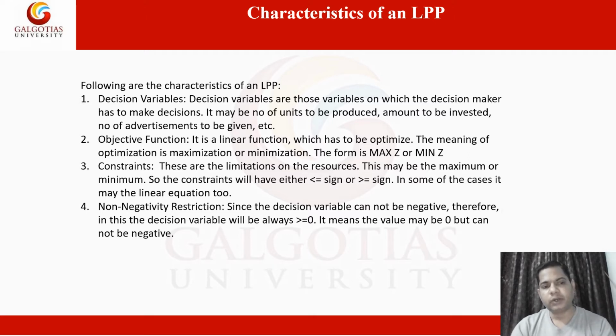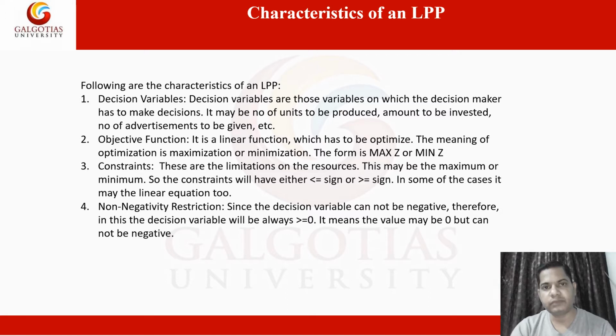The last part of the characteristics is the non-negativity restriction. That is the most important one, which is not to be ignored. Non-negativity means the thing which is not negative. It may be zero. Otherwise, people will say that non-negative means positive. No, non-negative means which is not negative. It may be zero.